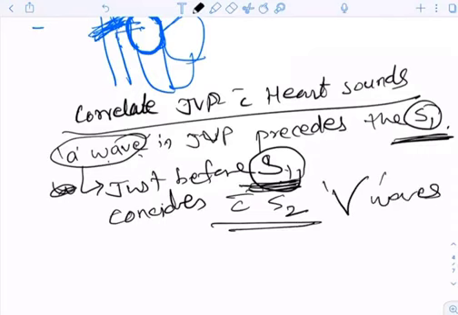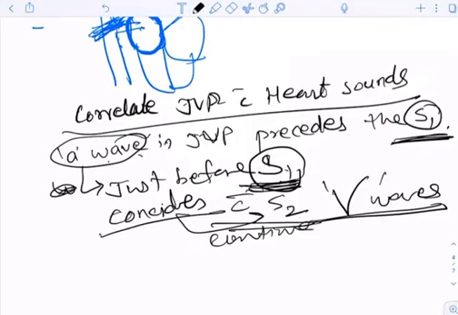As we know there is venous filling, venous return, so it may coincide with S2 and also continue after S2, because atrial relaxation is a more prolonged period of time than ventricular systole. So prominent V waves will be seen coinciding with S2. But the main fact here is that the A wave just precedes S1.